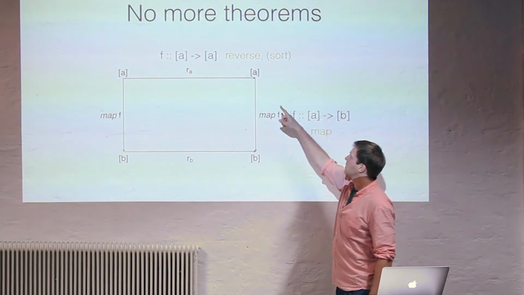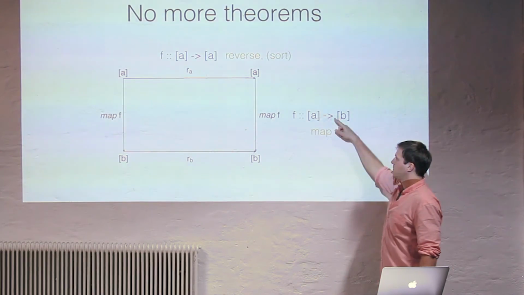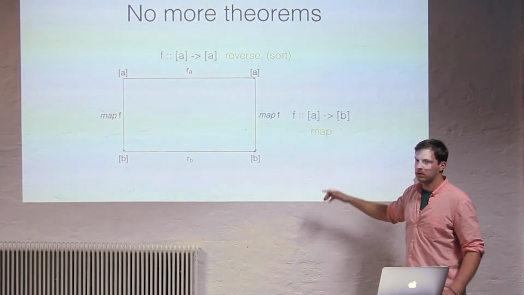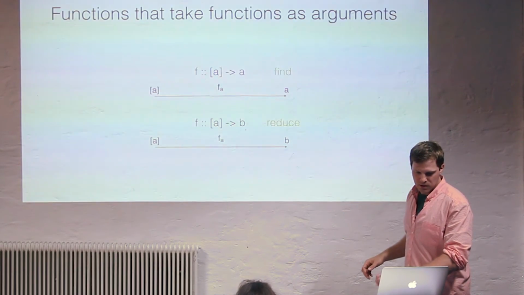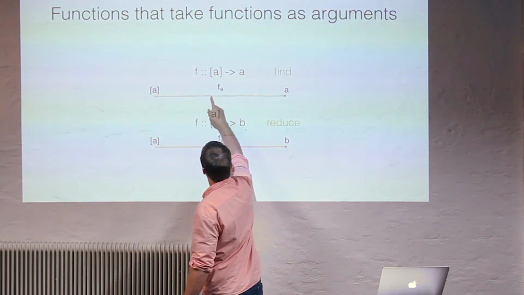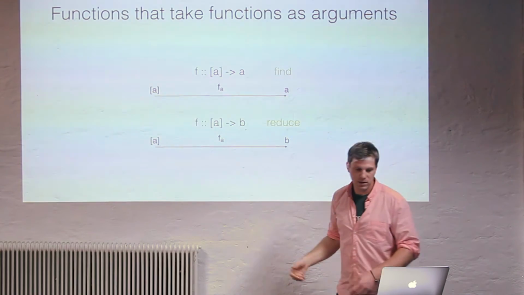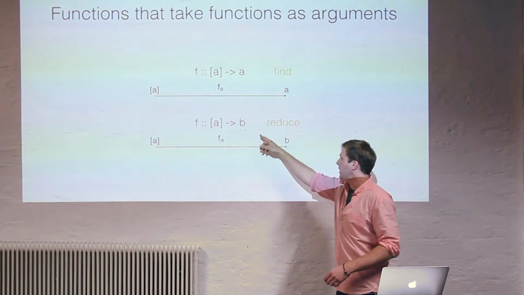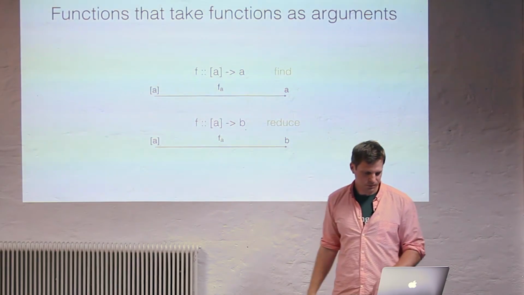You said reverse and sort if I apply a function. Map just goes this way. I think it's pretty clear now, yeah? Okay. And then I had find, which is kind of like filter, which goes from a list of a to a. So I find one thing. Or I can reduce, where I get b, for example a string, out of integers.